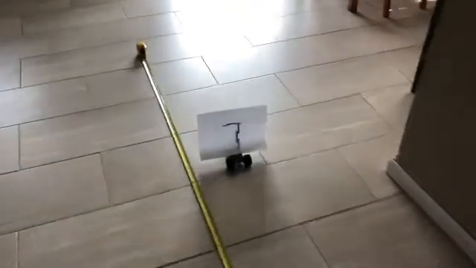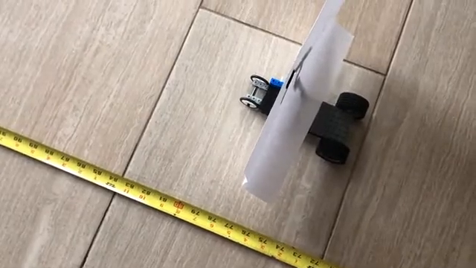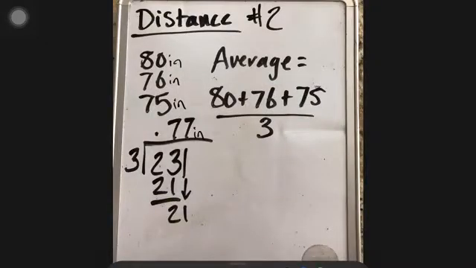And it looks already like this one's going quite a bit further. And you can see this one went 80 centimeters. All right, we're gonna do the same thing with sail car number 2. So my first attempt went 80 inches, my second attempt went 76, and my third attempt went 75. So again, for the average, we're gonna add up 80 plus 76 plus 75, and because there are 3 numbers here, we are going to divide by 3. And when we do that, 231 divided by 3 gives us an even 77 inches.